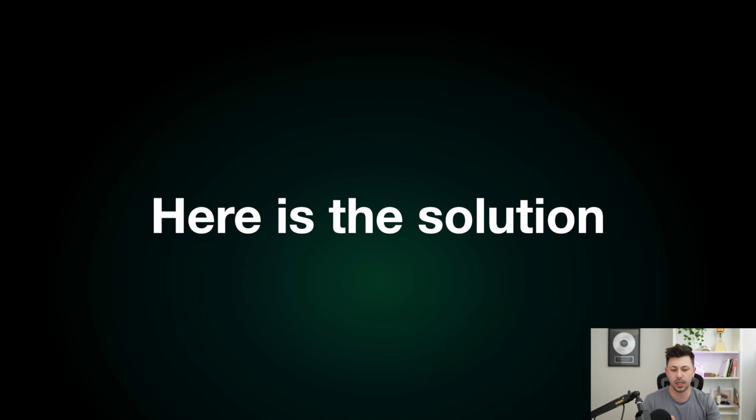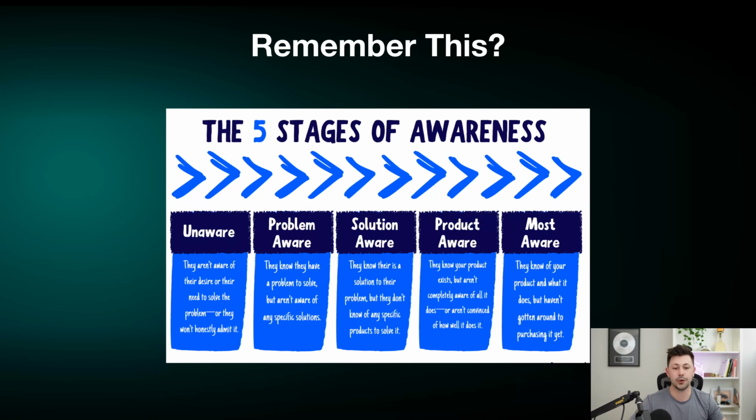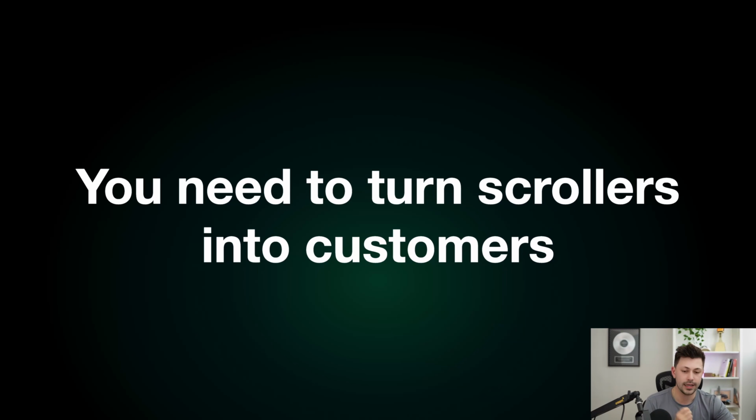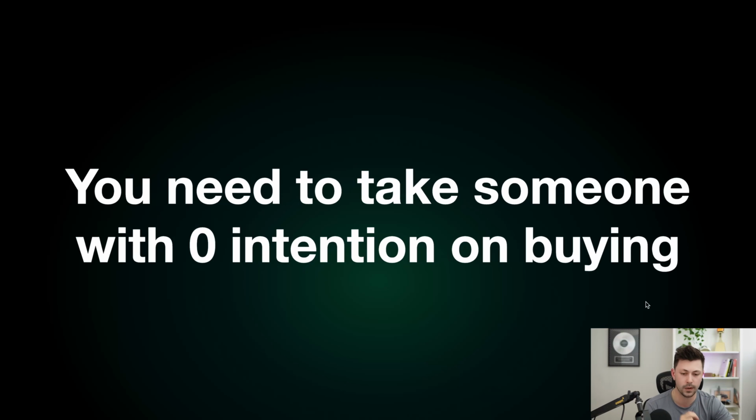But let's not talk about problems. Let's talk about solutions. So remember this? Well, this is where we're going to start. If you are able to climb up market into problem aware and unaware stages, you are going to be able to beat all of your competition. And the reason why is because you're going to be able to turn scrollers who are not really thinking about buying into customers. And that skill set is one of the most valuable skill sets that any brand can have.